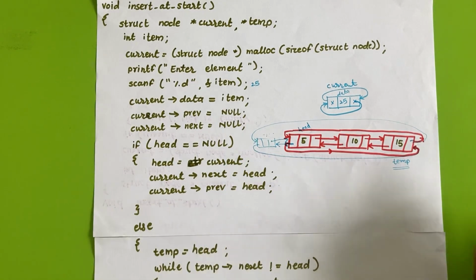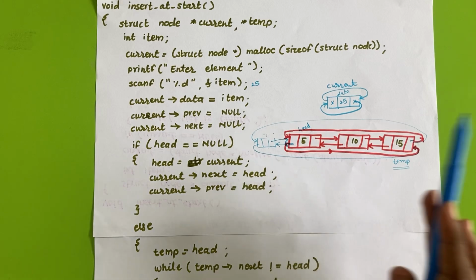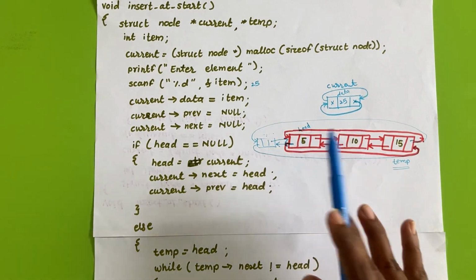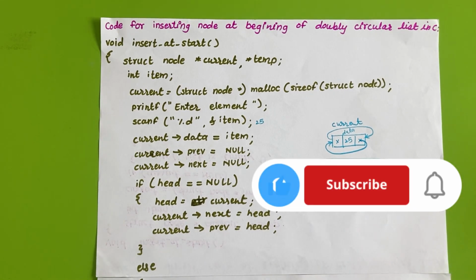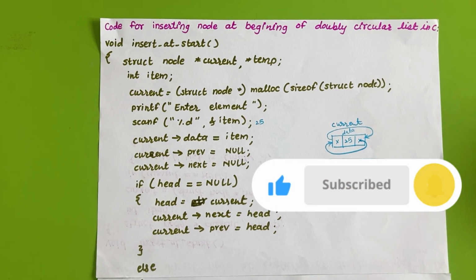This will complete all assignments and make the changes to add the newly created node at the start of the doubly circular linked list. Hope you have understood how we have made all these changes.